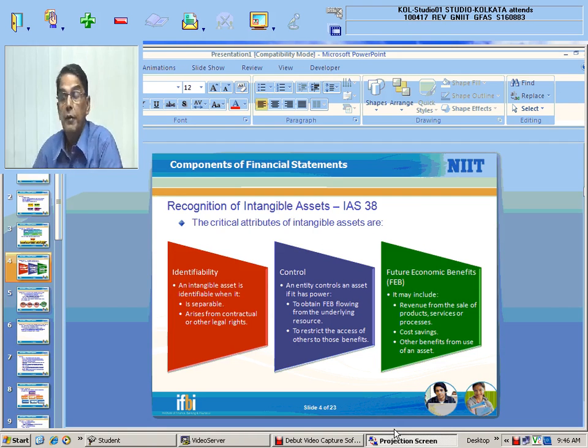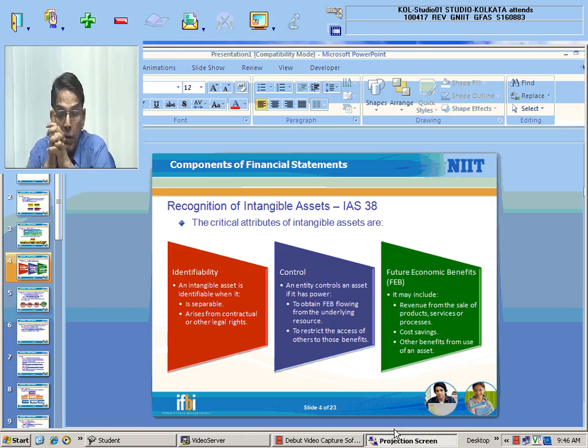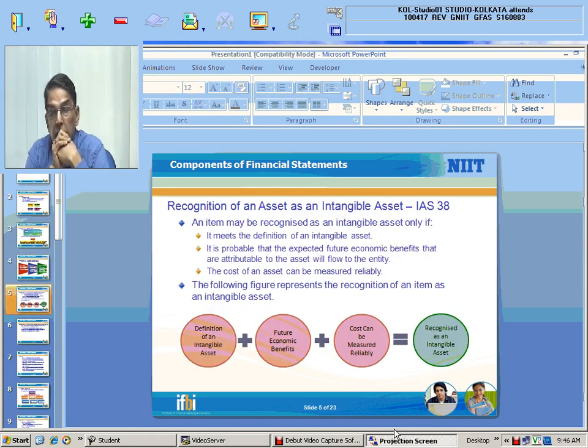An item may be recognized as an intangible asset only if, number one, it meets the definition of an intangible asset, which we discussed earlier. Number two, it is probable that the expected future economic benefits that are attributable to the asset will flow to the entity. And lastly, very important, the cost of the asset can be measured reliably. So three conditions must be fulfilled for recognition of an item as an intangible asset in your financial statements.